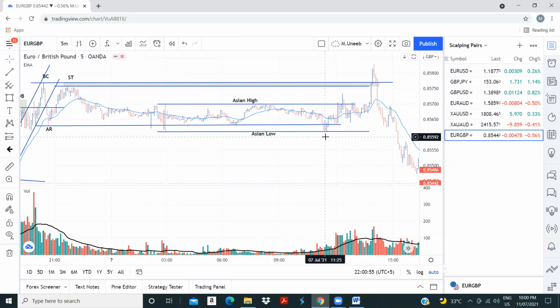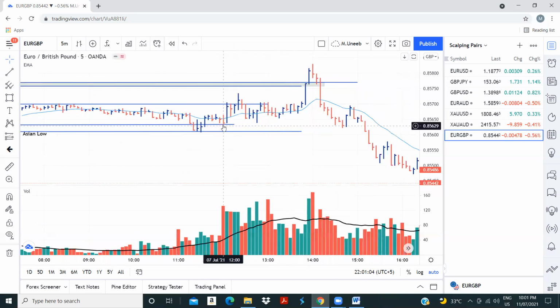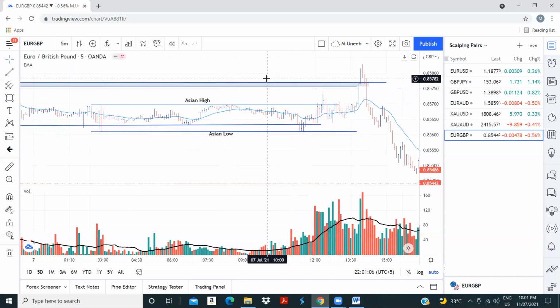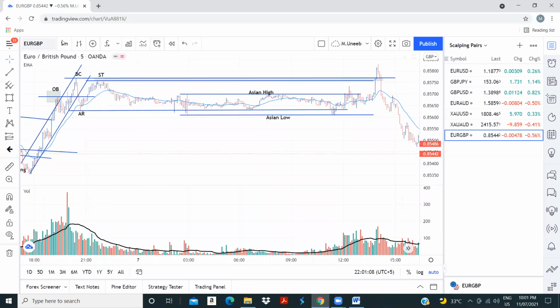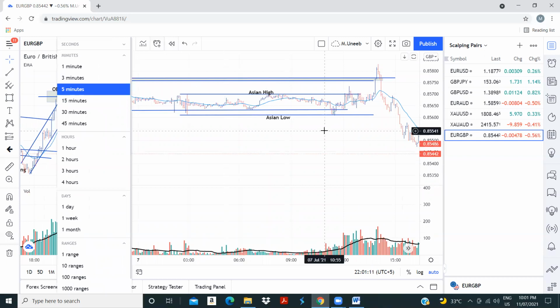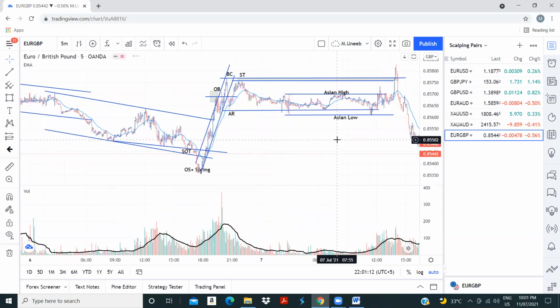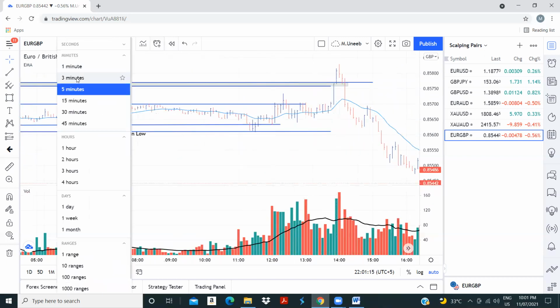Okay. And now we are waiting for the London Open, right? London Open was here, right over here on this point. So London Open was right over here. Okay. So here we go to the 3-minute chart. We do not have to do any kind of refinement. Okay. It's all okay.